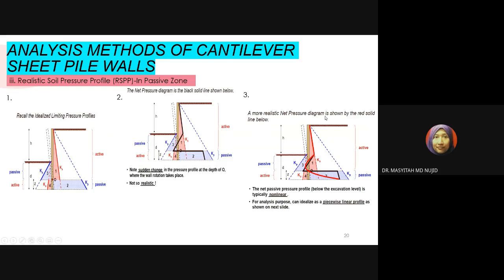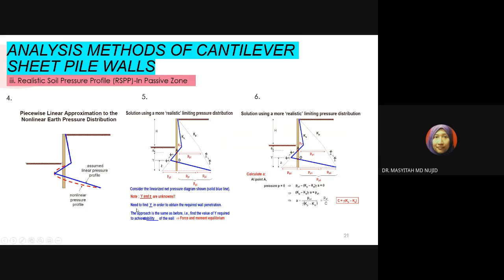A more realistic net pressure diagram is shown by the red solid line below. So this is what is produced under realistic conditions. The net passive pressure profile below the excavation level is typically non-linear. For analysis purposes, it can be idealized as a piecewise linear profile, as shown in the next slides. So this is the simplification of the non-linear pressure diagram. The dashed red line is non-linear, but we assume it as a linear pressure profile.